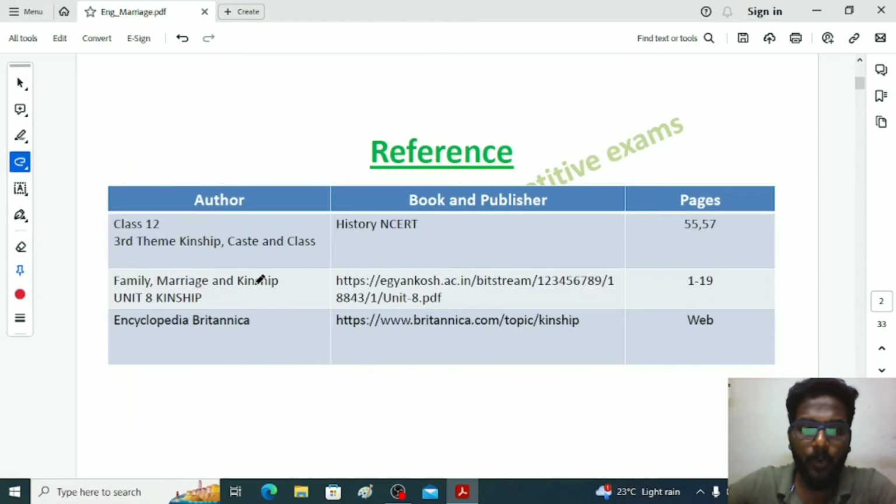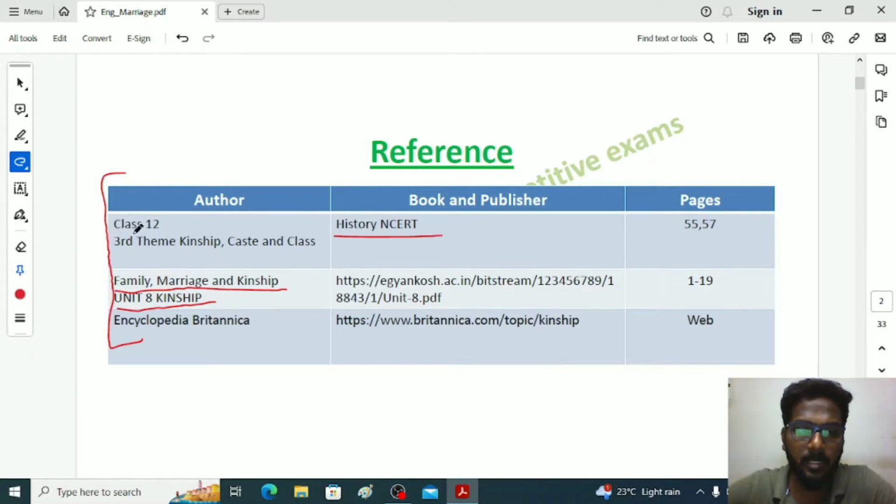To make this video, I referred to three standard study materials: the IGNOU family, marriage, kinship study material, especially Unit 8; then the NCERT history book, class 12th, third theme, kinship, caste and class; and third, the Britannica Encyclopedia, which is actually a website. To get a clear understanding of this topic, you may refer to these references.